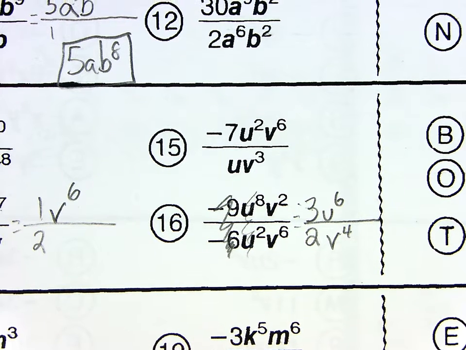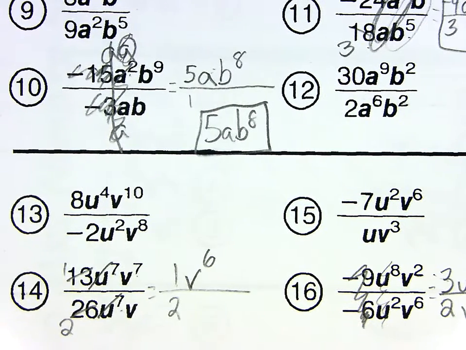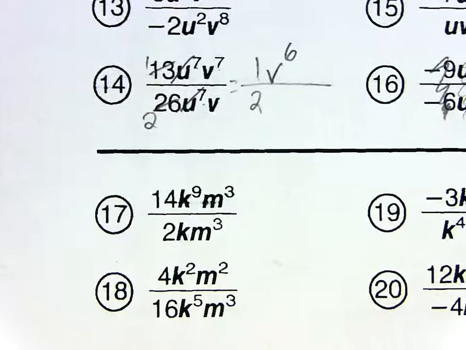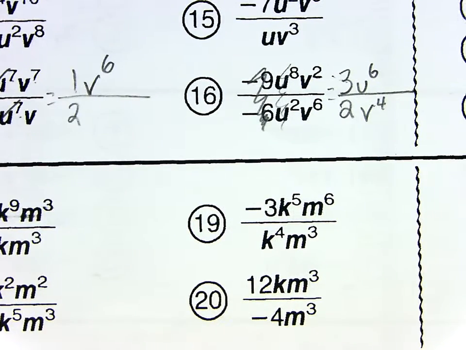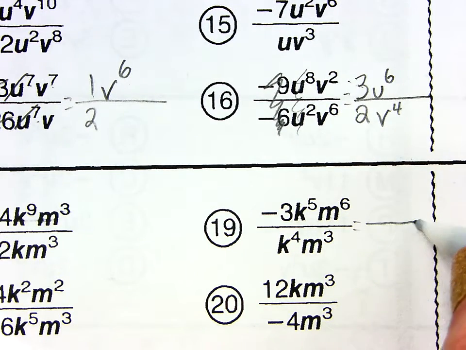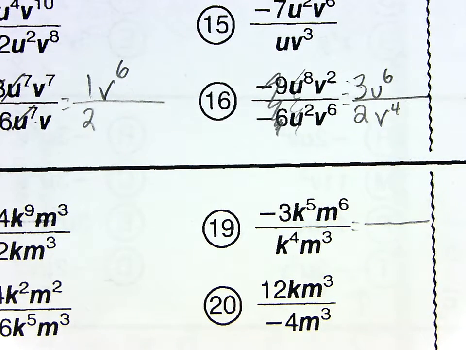Anybody want 13 or 15? No, you're okay. 13, 15, you sure? Kristen, you want one? No. Can we do 19? Sure. Okay, 19. So there's nothing for me to reduce the negative 3 with, so what do I do? You just leave it.